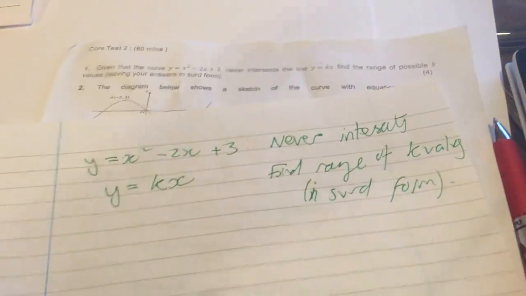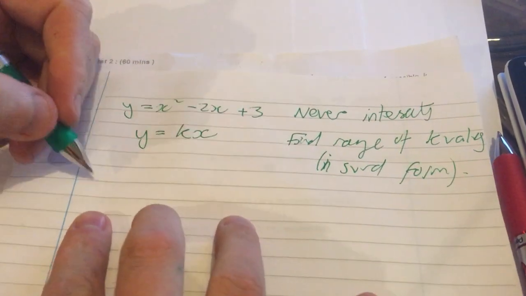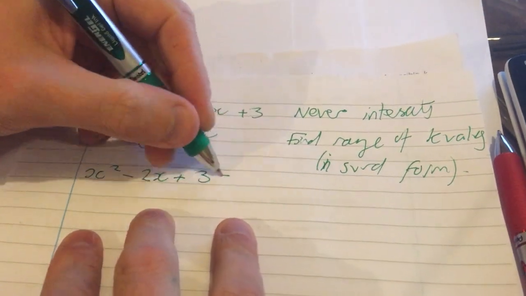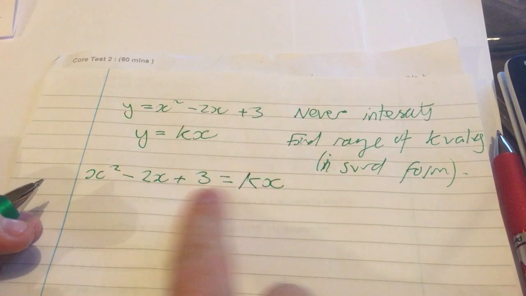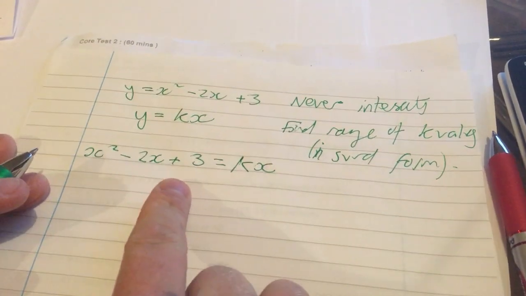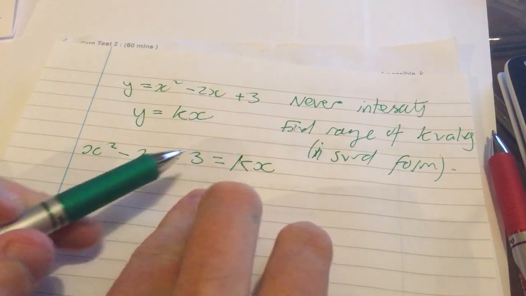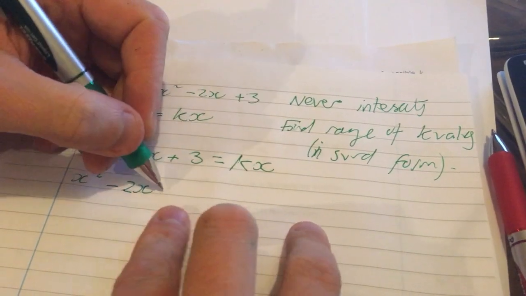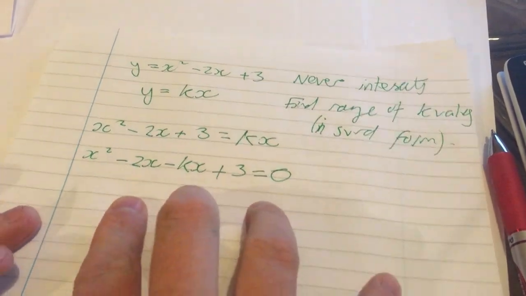Okay, so if they intersect, it means there's a solution to their simultaneous equation. So I'm going to set these two equal to each other. The theoretical solutions to this would be where the line and the curve meet. So if I rearrange this and turn it into a quadratic, get it all on one side, we'll have x squared minus 2x minus kx plus 3 equals 0.